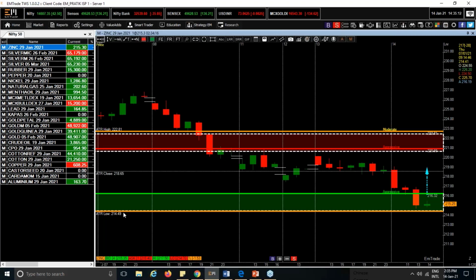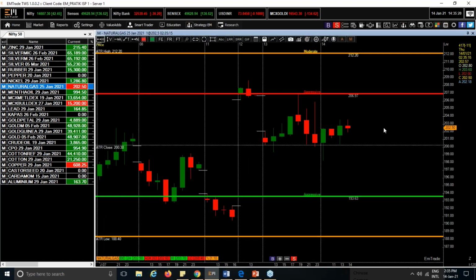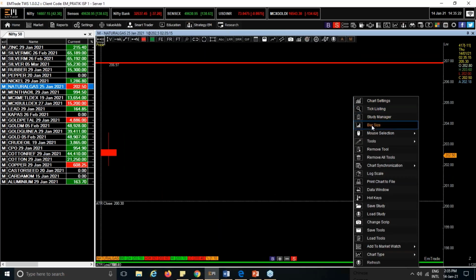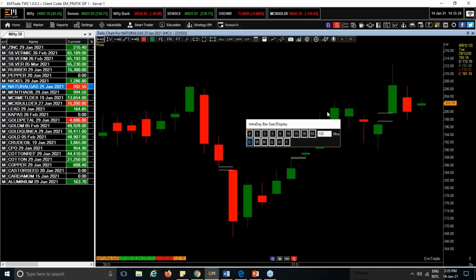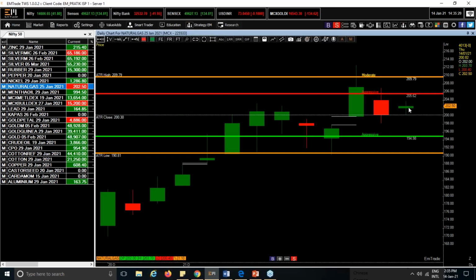That scrip remains the same. Now we will check natural gas. Under natural gas, I just click on the Fibonacci ATRs. All four bands appear on my screen. My price is trading in between your ATR levels. If you check, your price is trading in the middle.